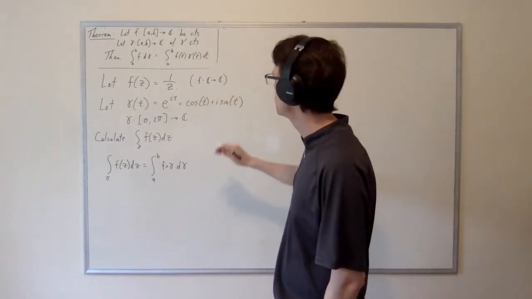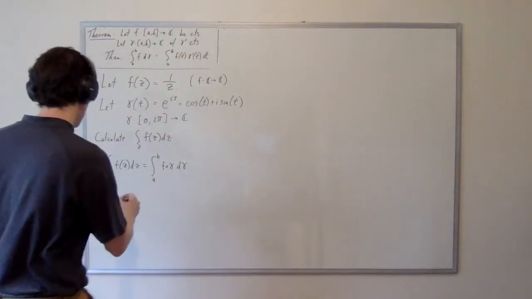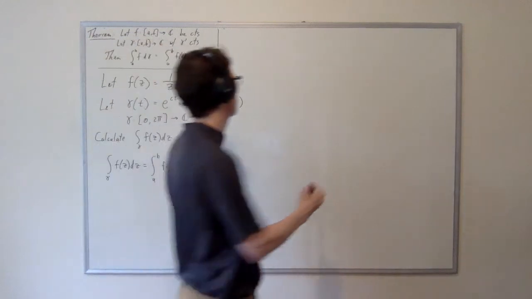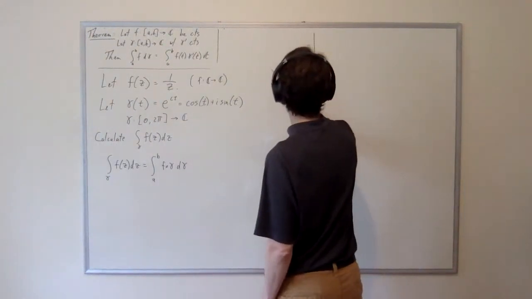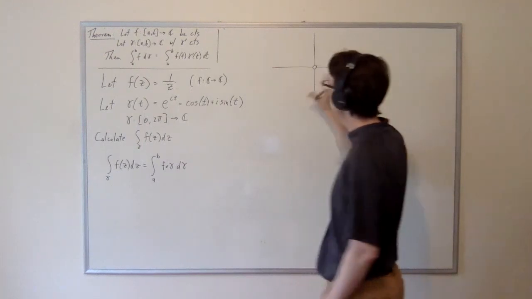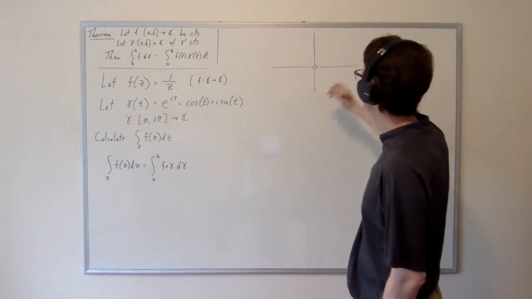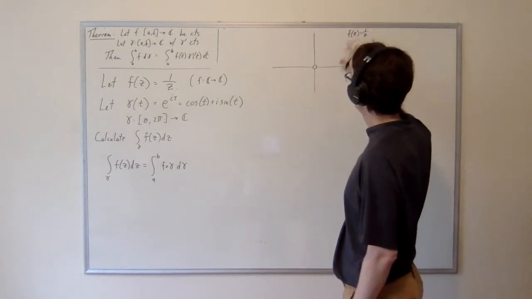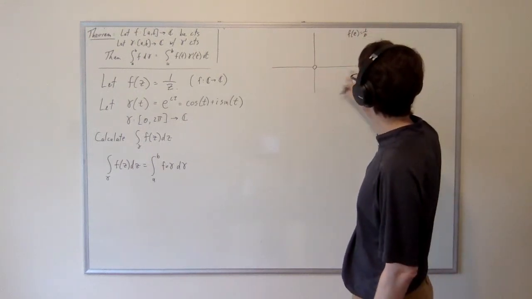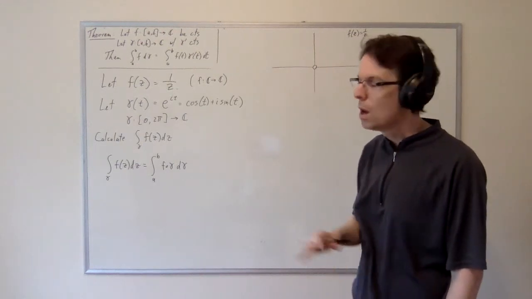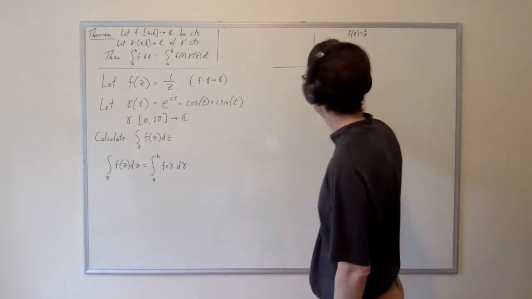Let's graph it first. So f of z is just 1 over z, and it's hard to graph because it's a function from the complexes to the complexes. But the first thing that you should notice about it is that it has a hole at the origin. It's undefined when z equals 0. So here, I'm not going to try to graph f of z equals 1 over z. It's an important function. You know what it looks like on the real line, but because it's from the complexes to the complexes, it's difficult to graph. I will graph gamma of t.